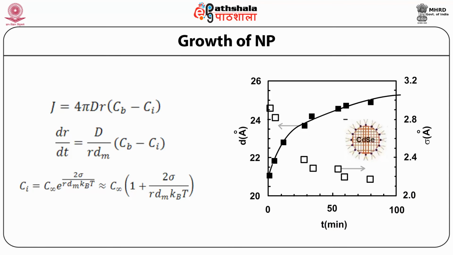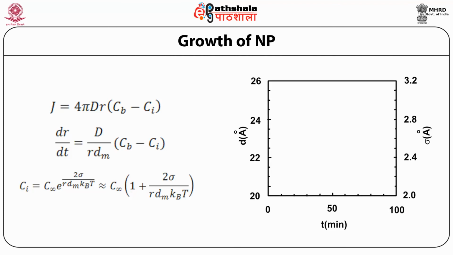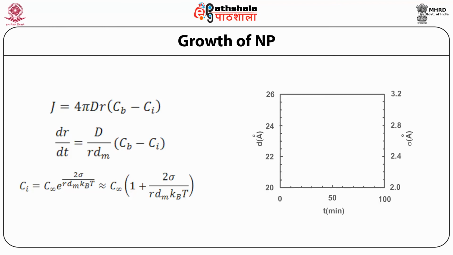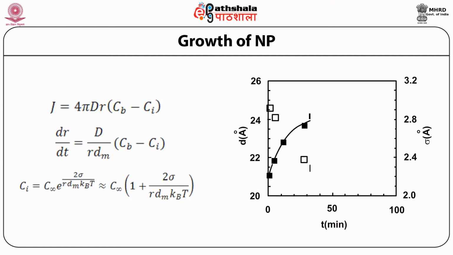and is given by Ci equals C∞ multiplied by exp(2σVm/rkT), approximately equal to C∞ multiplied by (1 + 2σVm/rkT). So in this equation, C∞ is the vapor pressure of a flat surface, and σ is the surface tension.